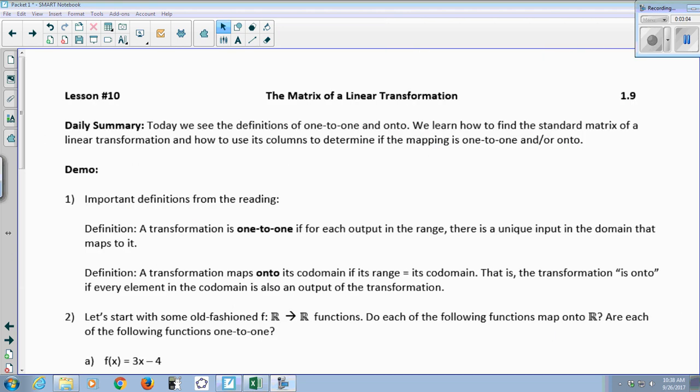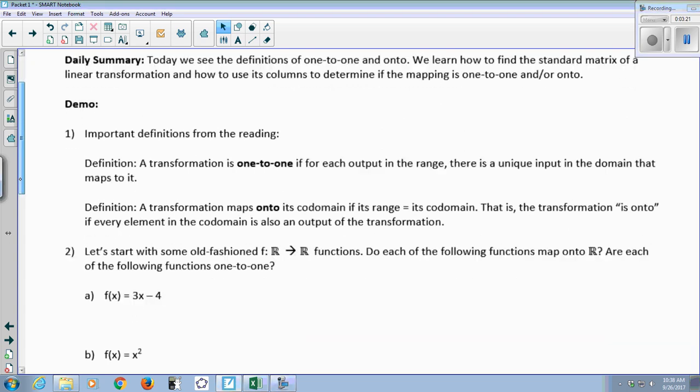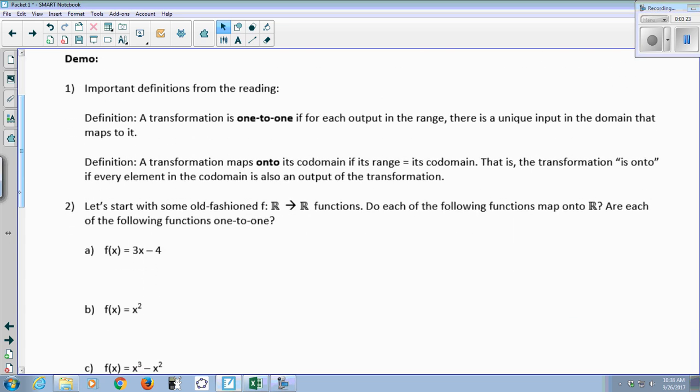Okay, so the matrix of a linear transformation. Today we're going to look at the definitions of one-to-one and onto, and we're going to learn how to find the standard matrix of a linear transformation and how to use its columns to determine if the mapping is one-to-one and or onto. All right, so a couple of important definitions from the reading.